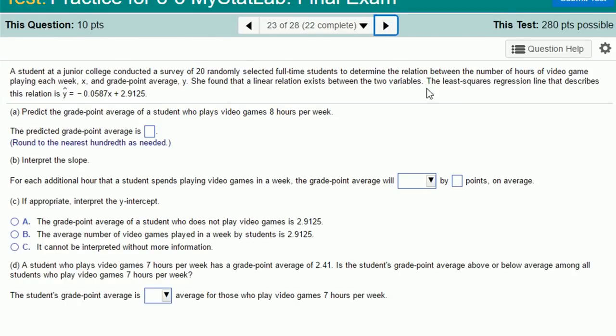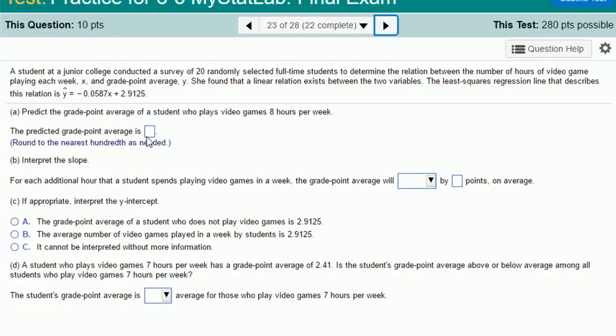Let's see. A student at a junior college conducted a survey of 20 randomly selected full-time students to determine the relation between the number of hours of video game playing each week, x, and grade point average, y. She found that a linear relation exists between the two variables. The least squares regression line that describes this relation is y hat equals negative 0.0587x plus 2.9125. All right, so let's see.